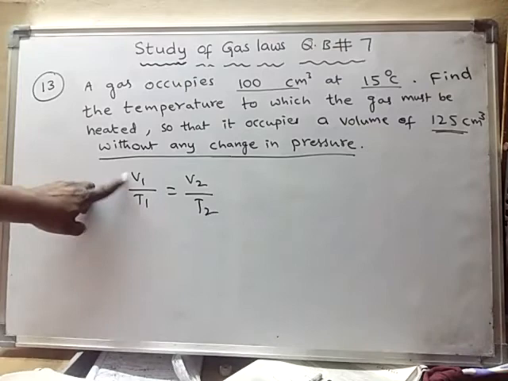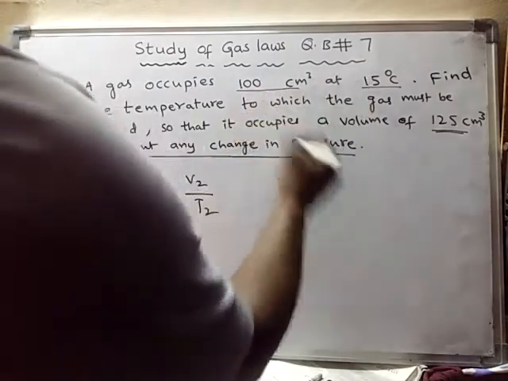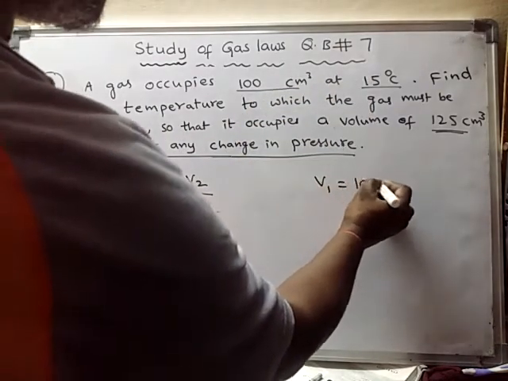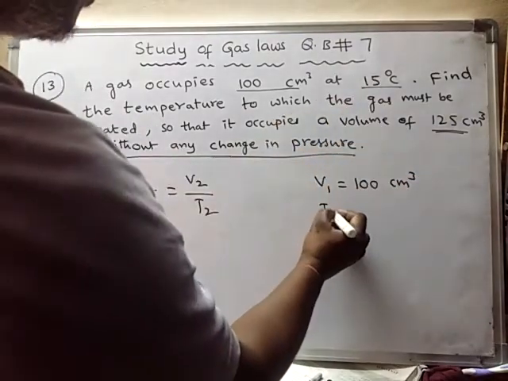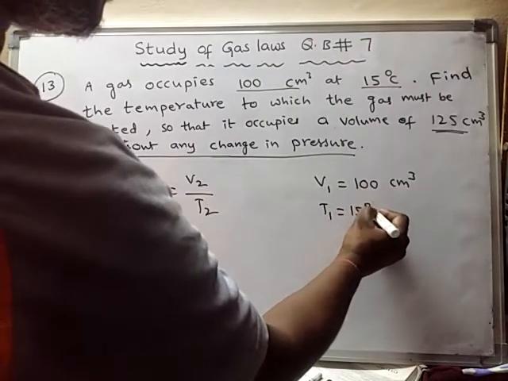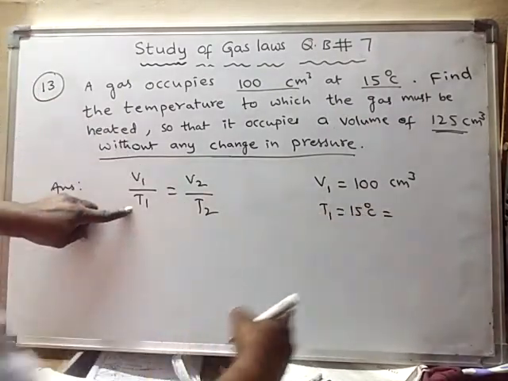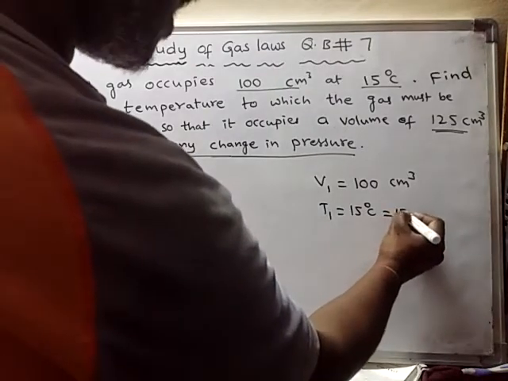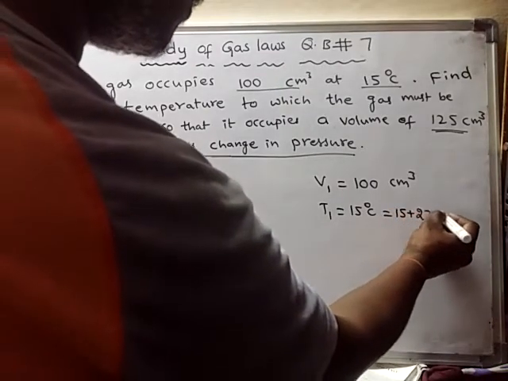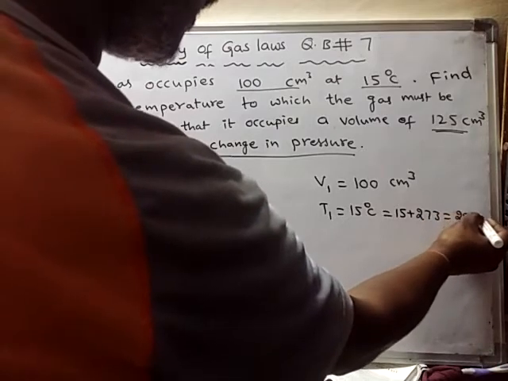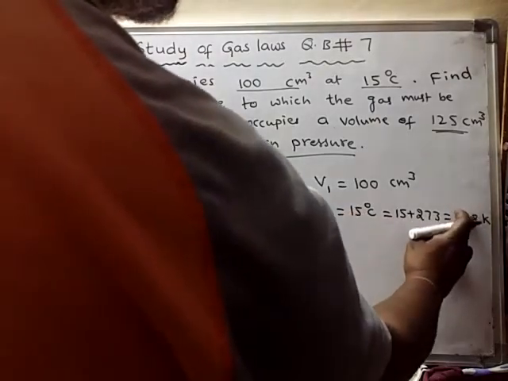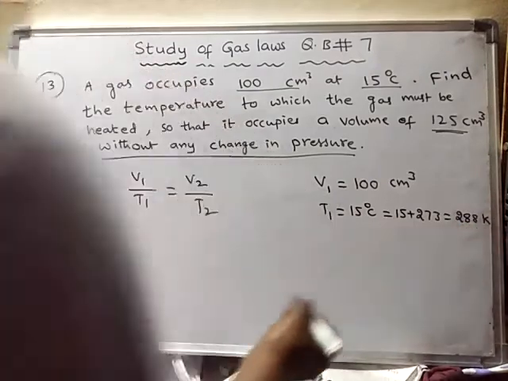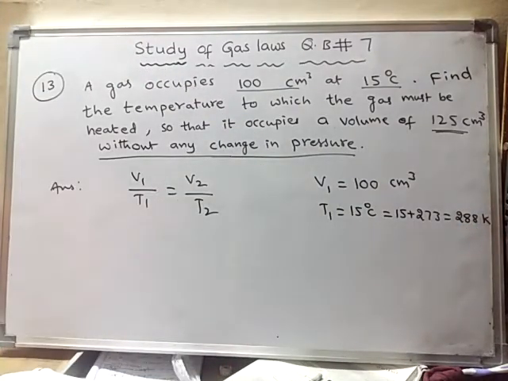What is V1? Initial volume, which is 100 centimeter cube. And T1, the initial temperature, is 15 degrees centigrade. We have to convert this into Kelvin, so simply add 273. It will become 288 Kelvin.